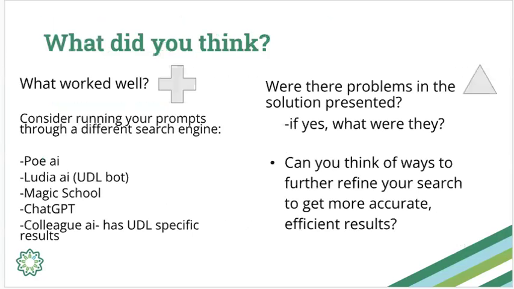And then on the Canvas site, you'll find these questions. What worked well? What were problems in the solution? Were there any problems in the solution, first of all? And if so, what were they? And if you want to, take your simple prompt and put it in two different engines and see what happens. The other thing to think about is, can you think of ways to further refine your own search to get more accurate and efficient results? You're going to post your answers to a discussion board.